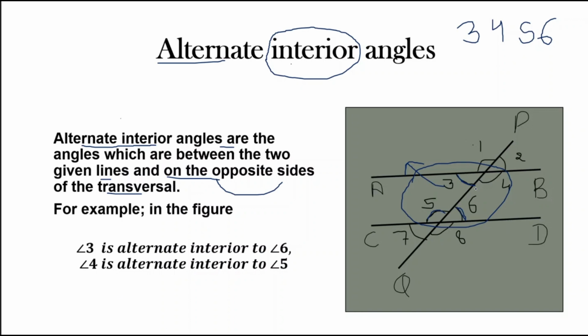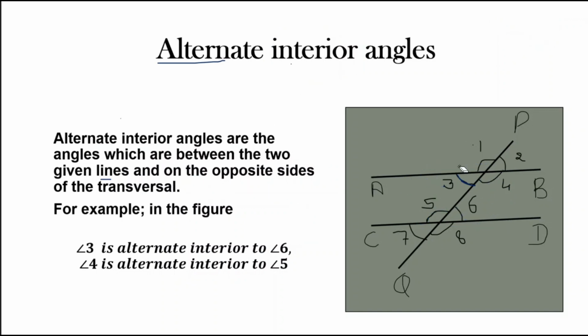Similarly, for angle 4, the alternate interior would be any angle between 3, 5, 6, but it has to be opposite. 4 is on the right side of the transversal. So the alternate interior would be on the opposite side, in the opposite direction. So it's 5. That's why angle 4 is alternate interior to angle 5. I hope it's clear to you.